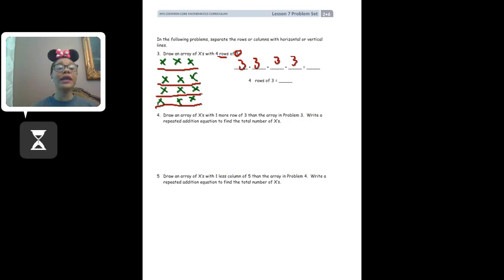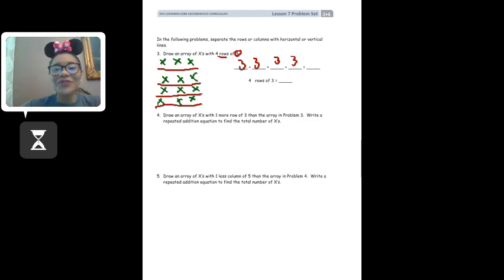So now I have 3 plus 3 plus 3 plus 3 equals how much? If I have 3 x's in each row and we have 4 rows, how many x's is that? Now, I could count that individually. I could skip count. I could do a whole lot, but you decide which one you want to do. You want to add this time? Okay, we can add. So we could do 3 plus 3 is 6. 6 plus 3 is 9. And then 9 plus 3 is 12.